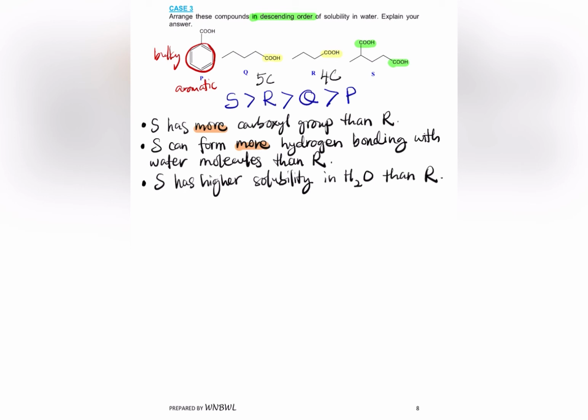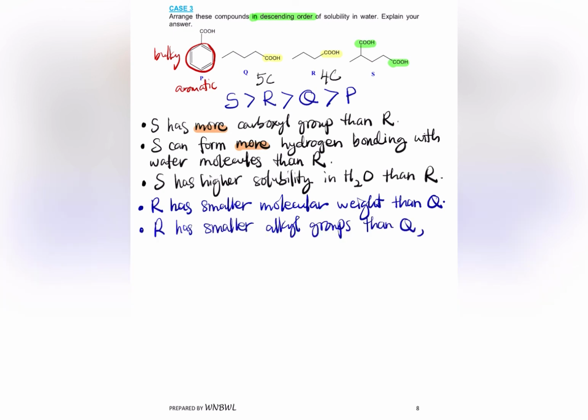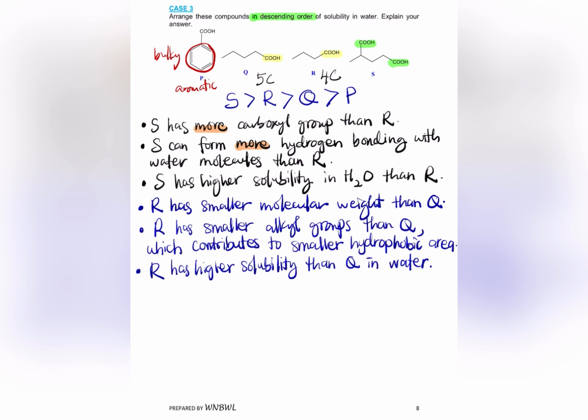Let's go to the next paragraph between R and Q. R and Q, we are going to compare based on their molecular weight. I'm going to choose my subject, which will be R. The first point, I'm going to tell about the size of the molecular weight. And the second point, you can tell that R has a smaller alkyl group than Q, and this contributes to a smaller hydrophobic area. And the last point, you have to tell which one has the higher solubility. So in our case, R has higher solubility than Q in water. So settle for the second paragraph.